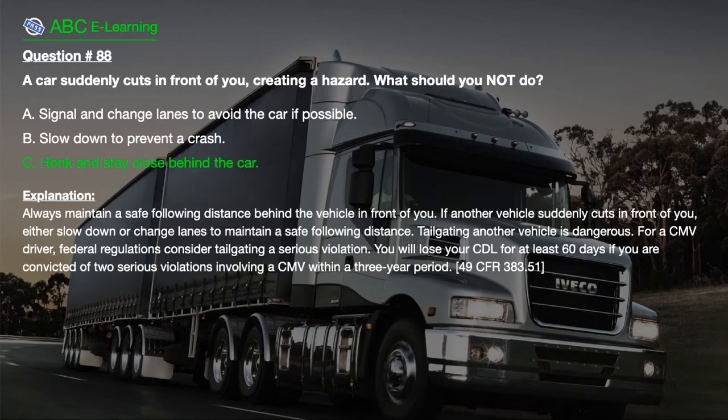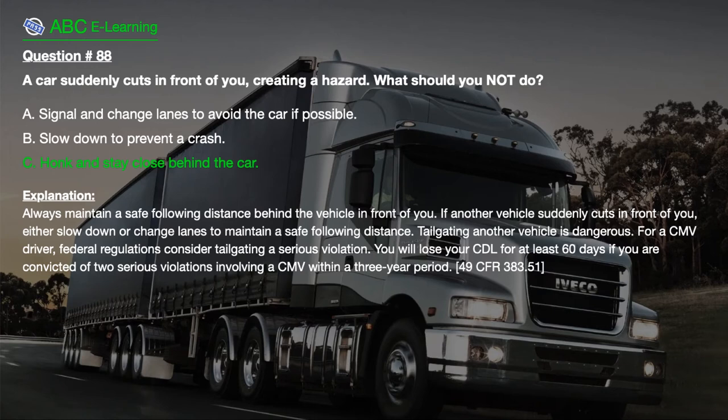The correct answer is here. C. Honk and stay close behind the car. Explanation. Always maintain a safe following distance behind the vehicle in front of you. If another vehicle suddenly cuts in front of you, either slow down or change lanes to maintain a safe following distance. Tailgating another vehicle is dangerous.